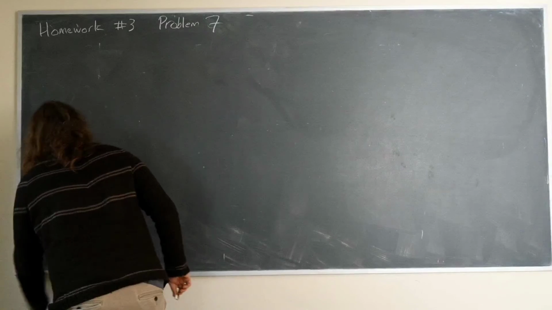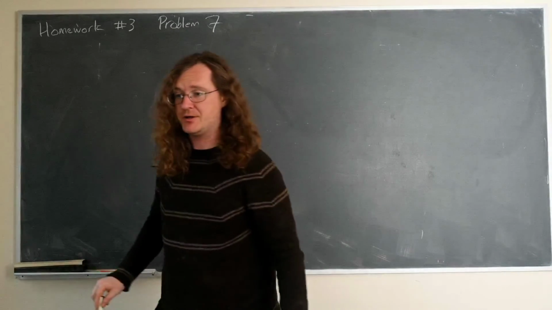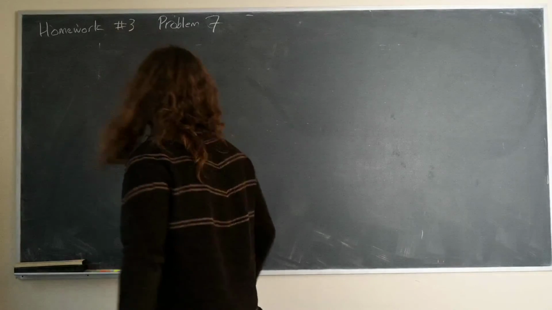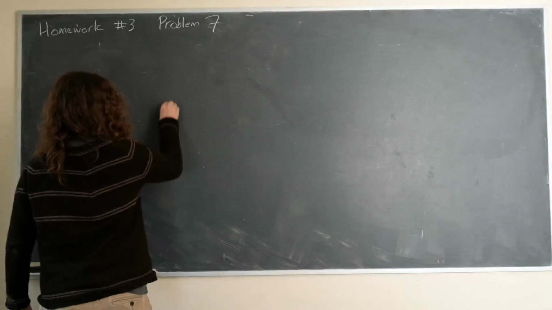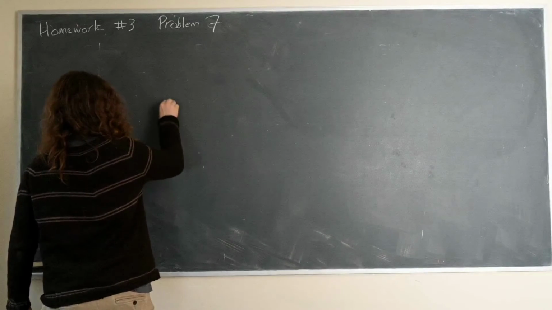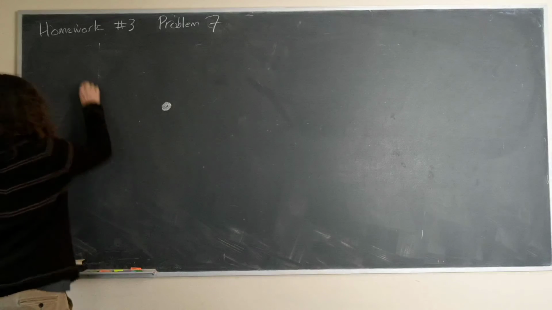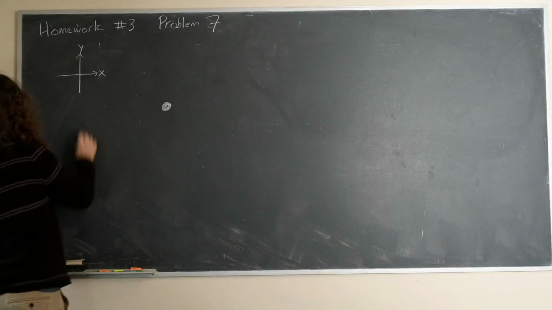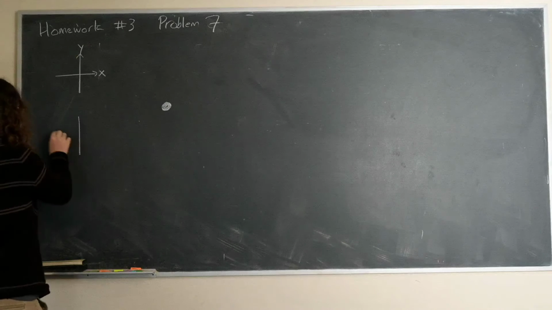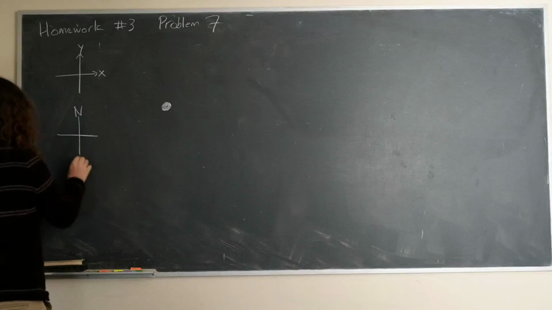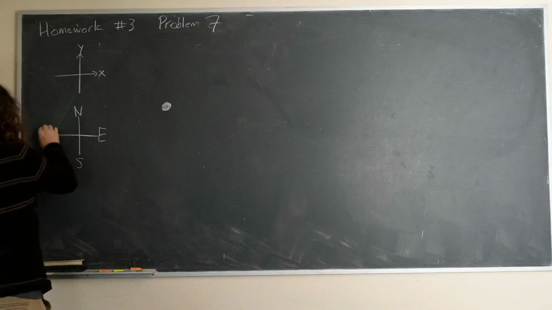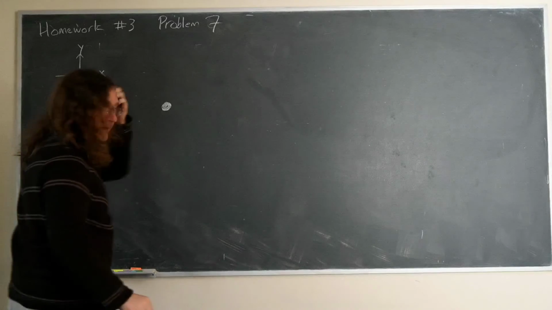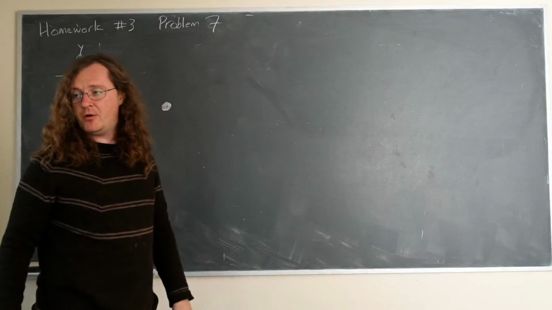So problem 7 was a game in vector addition. I tell you that there is a sled sitting on the snow. We're going to use this conventional coordinate system. We're also going to use the conventional compass directions. Let's see. 3 people are pulling on it with ropes.